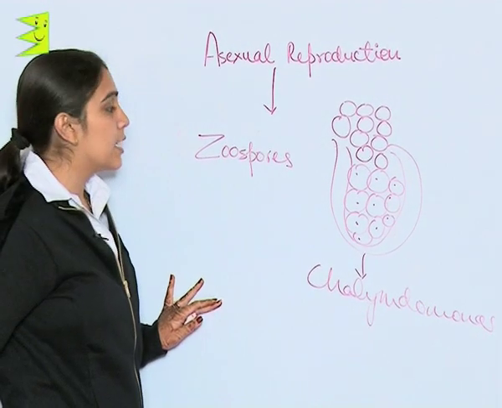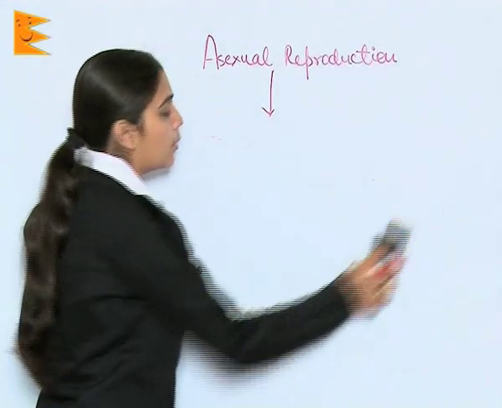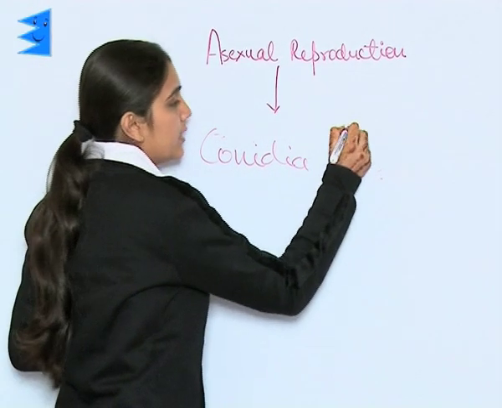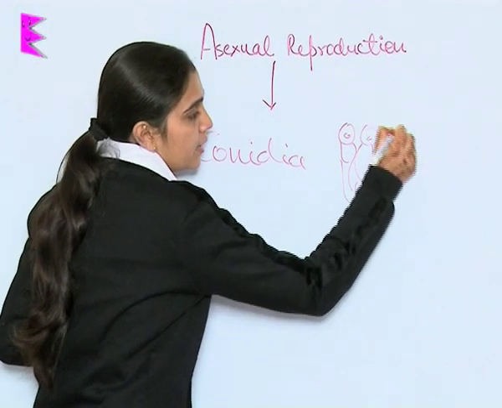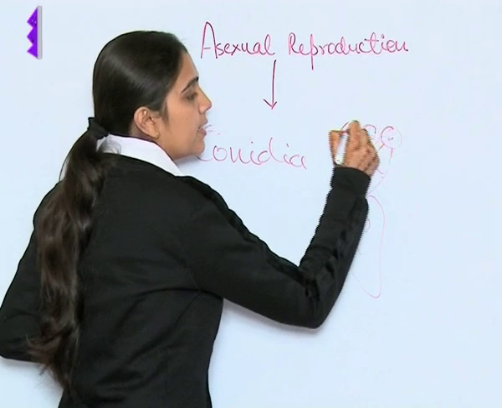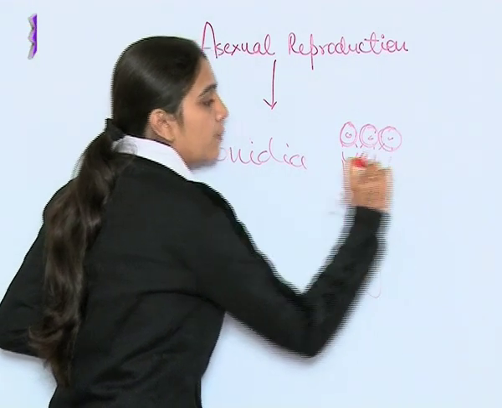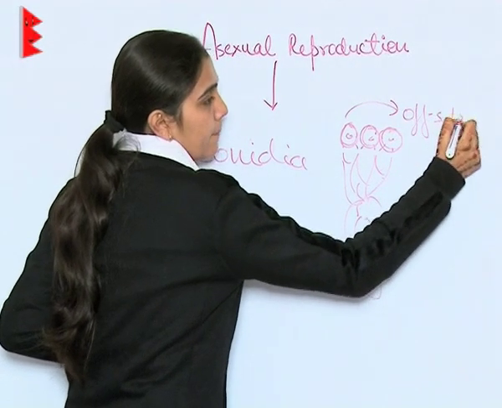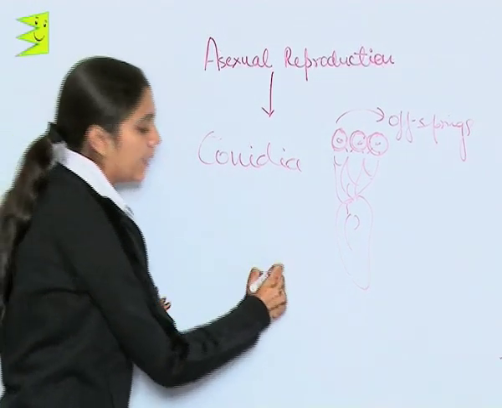The next process which we will be learning is conidia. Conidia are outgrowths which are seen on the top of the parent's body, something like this. It is on the upper end of the parent body. As time passes, these conidia are detached from the parent body and grow into new offspring. This process is seen in Penicillium.